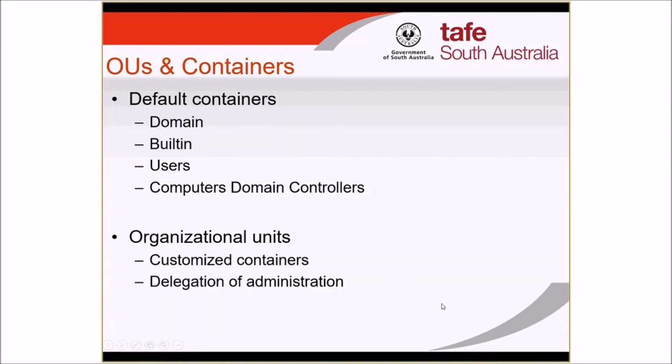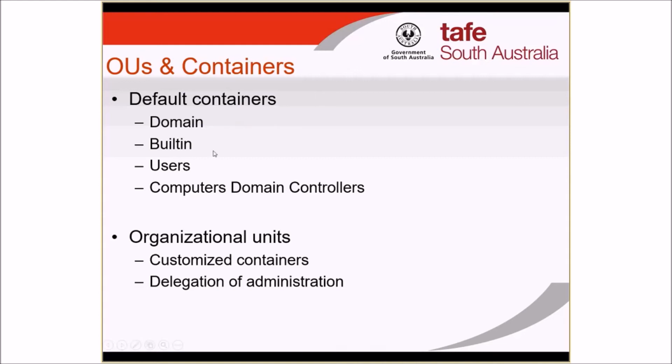So we spoke about these things called containers. Organizational units are examples of a container. They're called containers because they can contain other objects. Just like a folder in your file system can contain files, so a folder is like a container in your file system. So an organizational unit is a container in your Active Directory. So is your domain, which is the biggest container you've got so far.